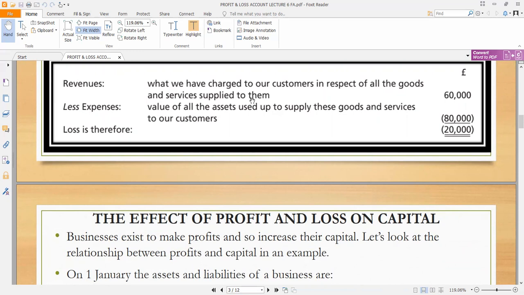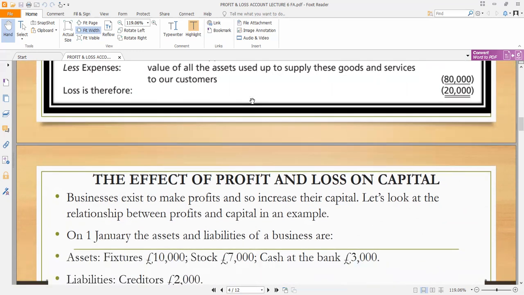Okay, let's move on. The effect of profit and loss on capital. Now let's look at the effects of loss on different aspects of a business. So we're going to start with the effects of profit and loss on capital. How do profit and loss affect capital? Now, businesses exist to make profits, and so to increase their what? Capital. Now, every business that we will talk about today is in existence because it wants to make profit.